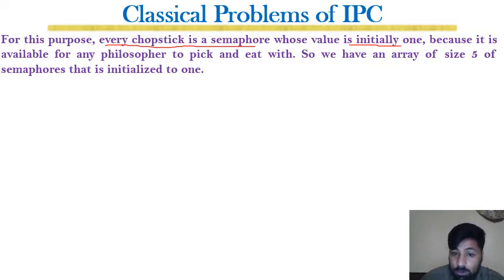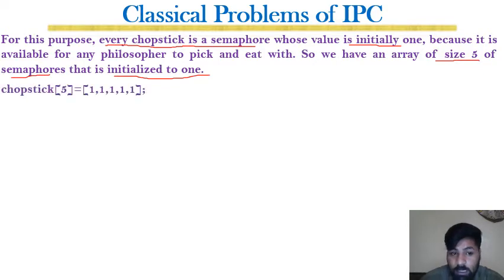So we have an array of size 5 of semaphores, and that is initialized to 1. It means that all the elements of the array will be initialized to 1. Here, for example, we will declare initially a chopstick array. Chopstick will be an array of size 5, and we will initialize all its elements to be 1.